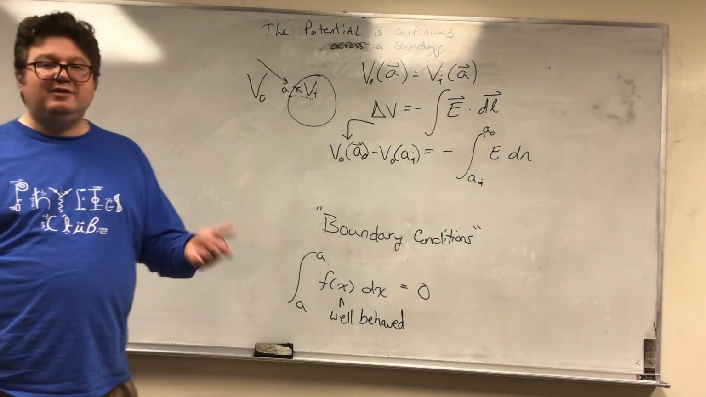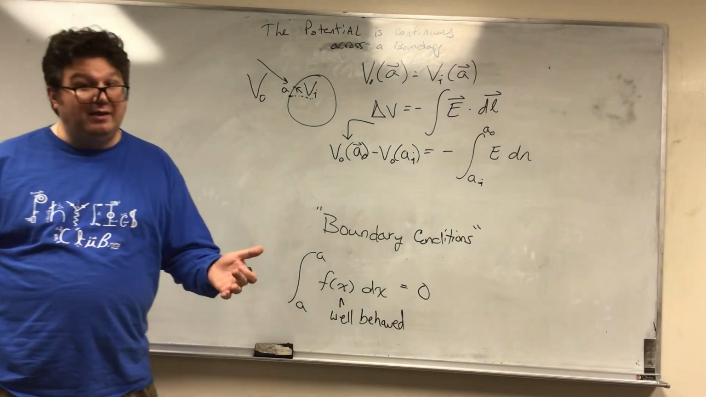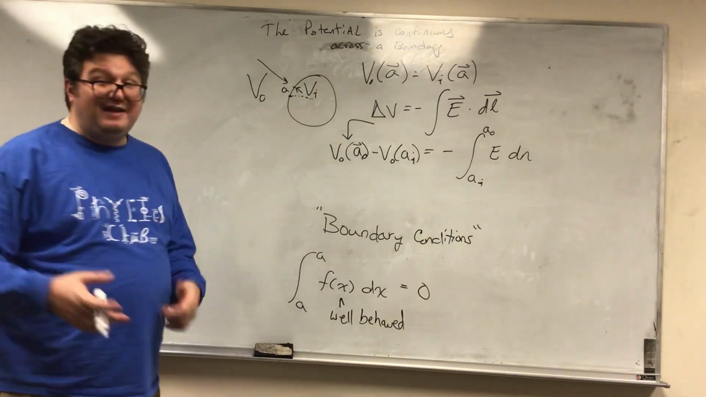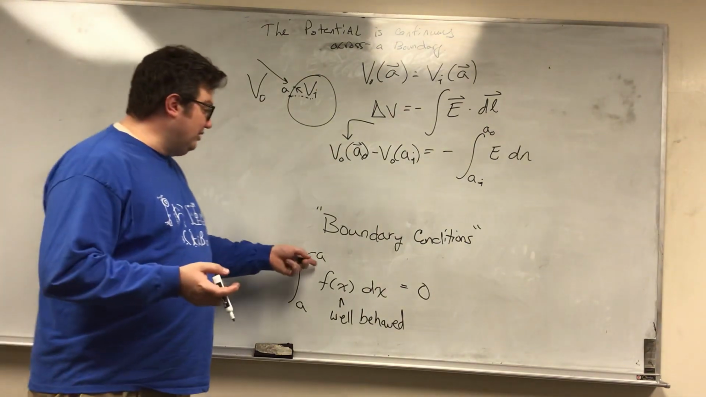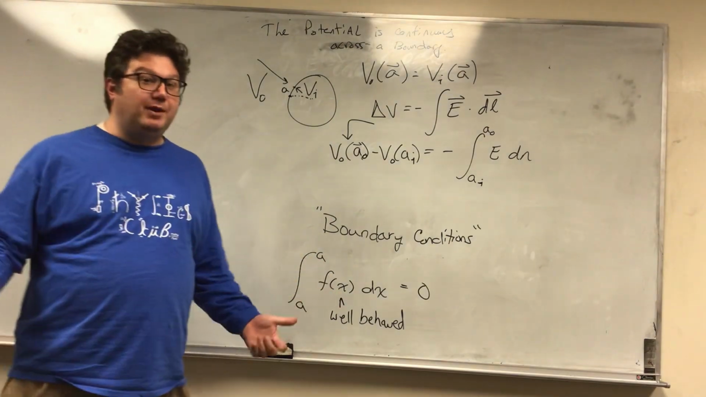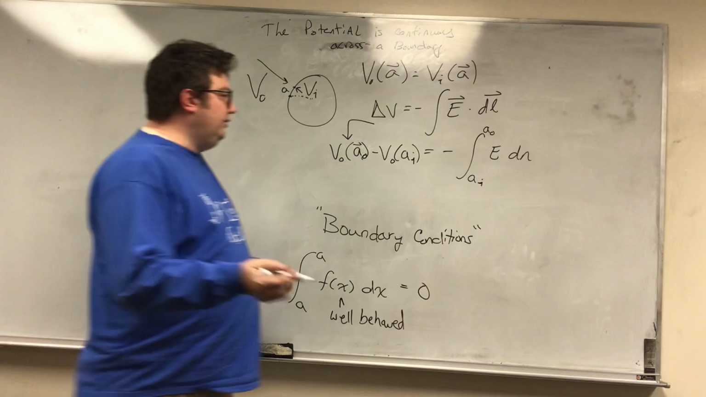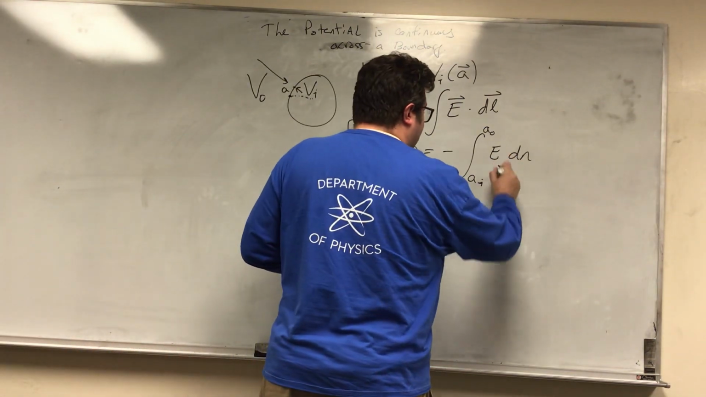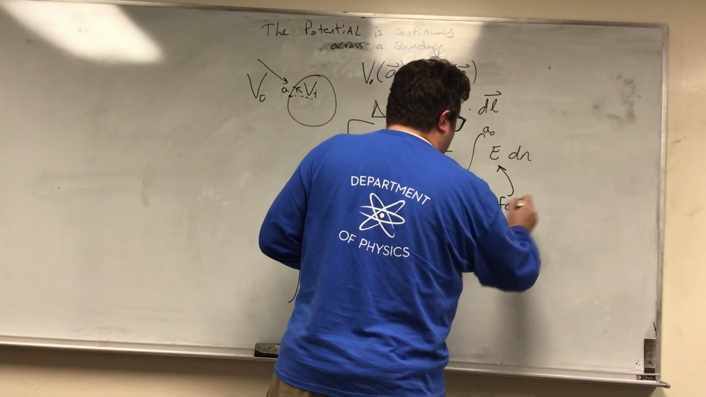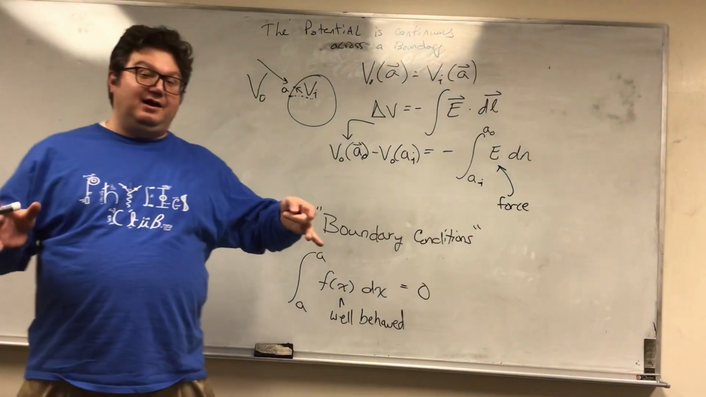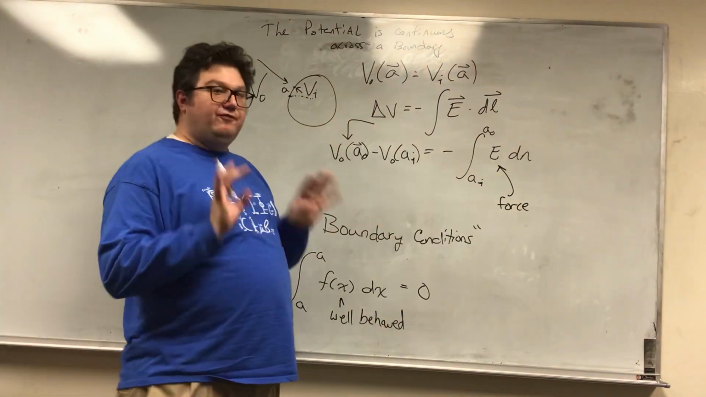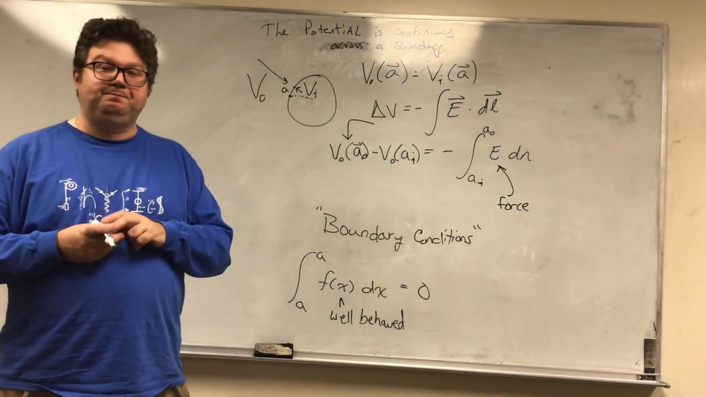So, what's an example of a function that wouldn't be well behaved? Imagine if I had a delta function that went to infinity at point x. That would be a problem. But the electric field really refers to a force. Is there ever a time when the force can be infinite?